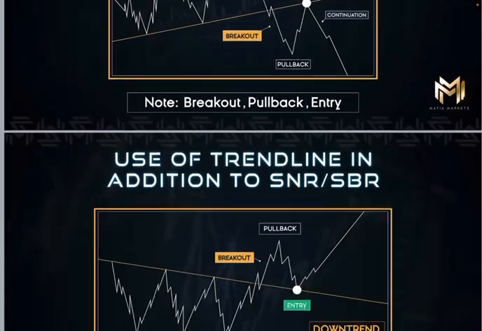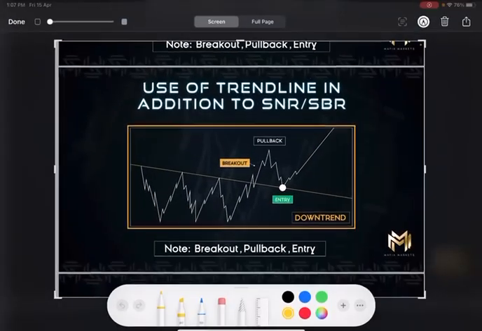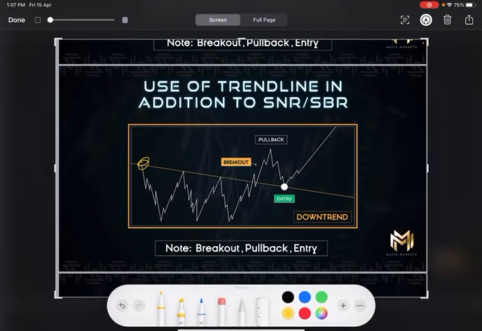Same situation in a downtrend. First, you would identify the points to draw your trend line like this: point 1, point 2, point 3. You can have a nice straight line. Eventually, you will see that the price breaks that structure, and then you anticipate a pullback, a pullback to find the correct entry. This is your trend line, and here is your entry after a breakout.